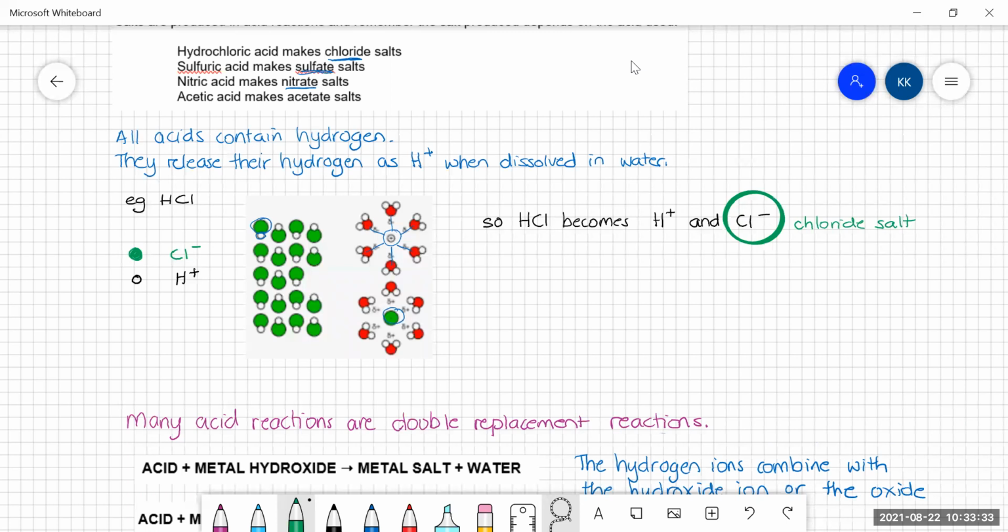the Cl-. That combines with the metal to make the metal salt. If we were looking at sulfuric acid, H2SO4, that's made of 2 hydrogen ions and a sulfate ion. And that is why you get a sulfate salt with sulfuric acid. Then if you looked at nitric acid, that's made of an H+ and a nitrate ion. And that is why you get nitrate salts.